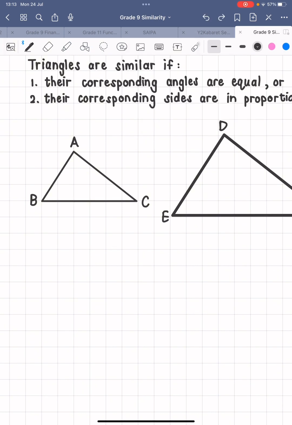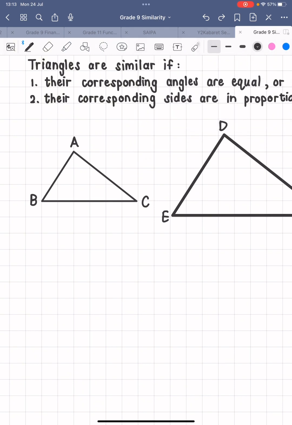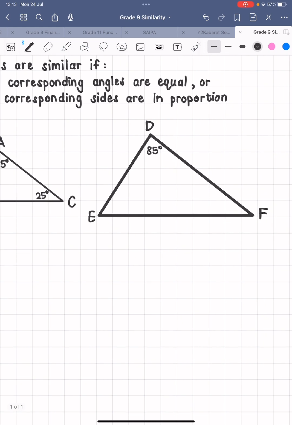Angle A looks almost like 90. Let's say that one is 85. And then angle D will be the same size there. Angle C, let's say this one is 25 degrees. And then angle F will also be 25.